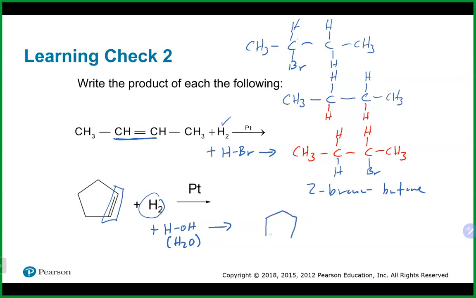Obviously, we're going to eliminate the double bond. And once again, in this case, we're just adding hydrogen. So again, you really don't necessarily have to write the hydrogens in this case, but just to show you, that is where the hydrogens would end up in that particular case. On this last one, okay.